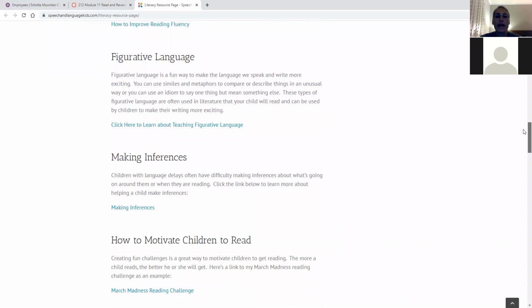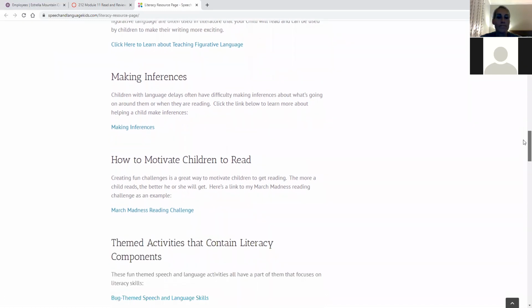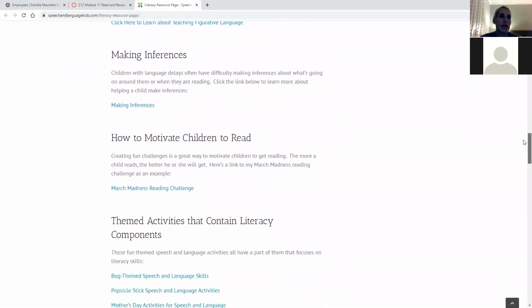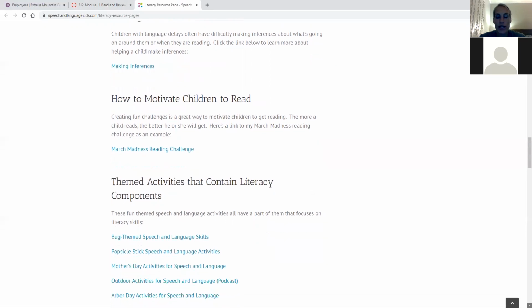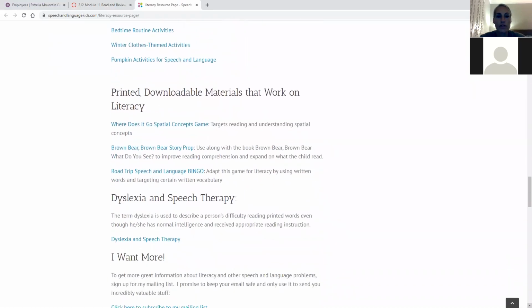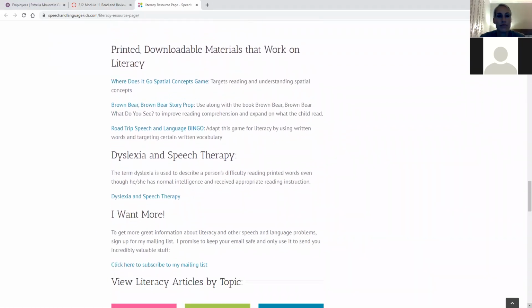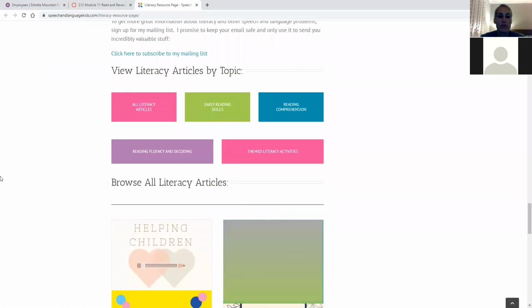And then looking at that next level, that figurative language, what does that mean? Making inferences, super important. I think our educational instruction in English language arts focuses heavily on that, making inferences and just some other fun stuff. So I like this as a nice fun resource. There's some downloadable stuff you can do. There's some good articles on here. So that's just a good resource page.